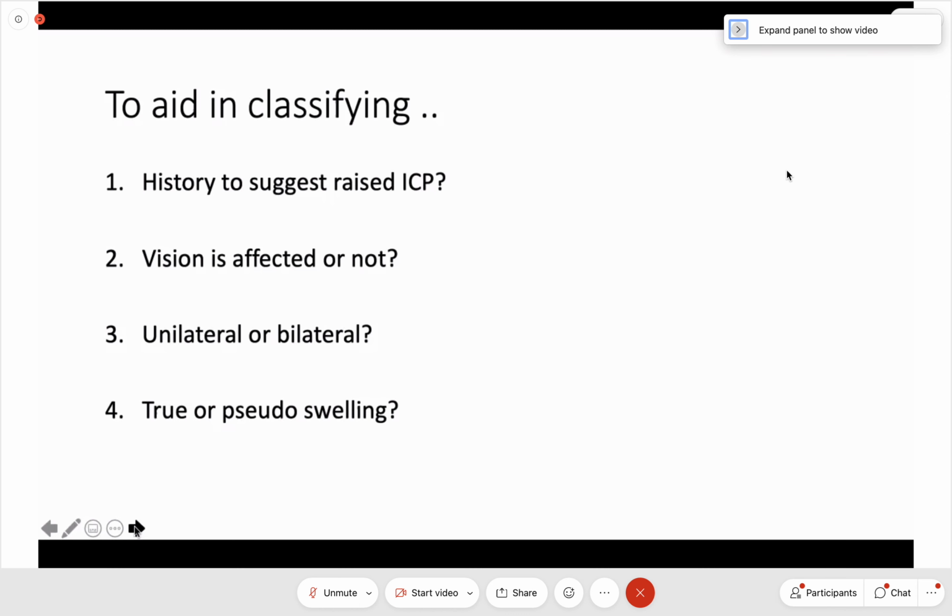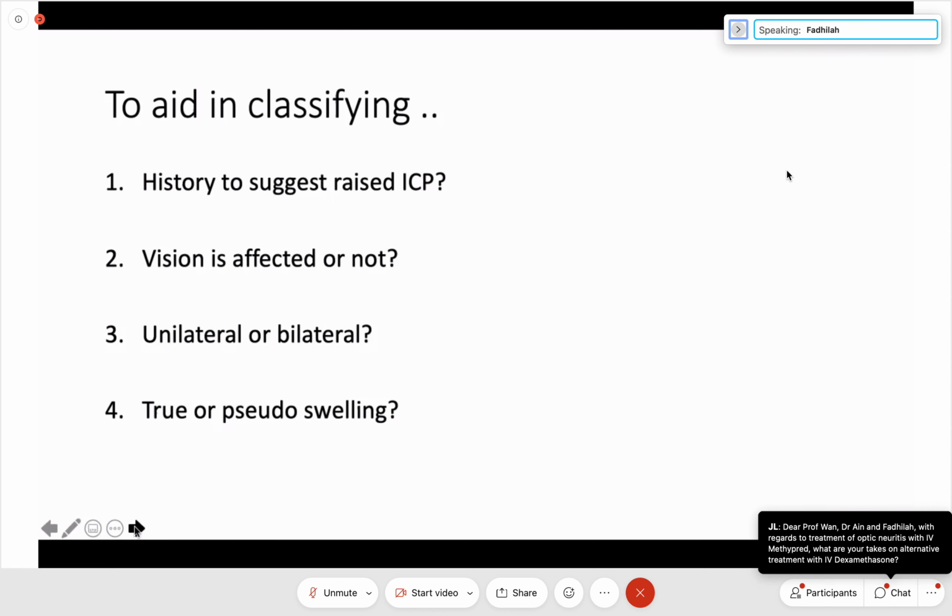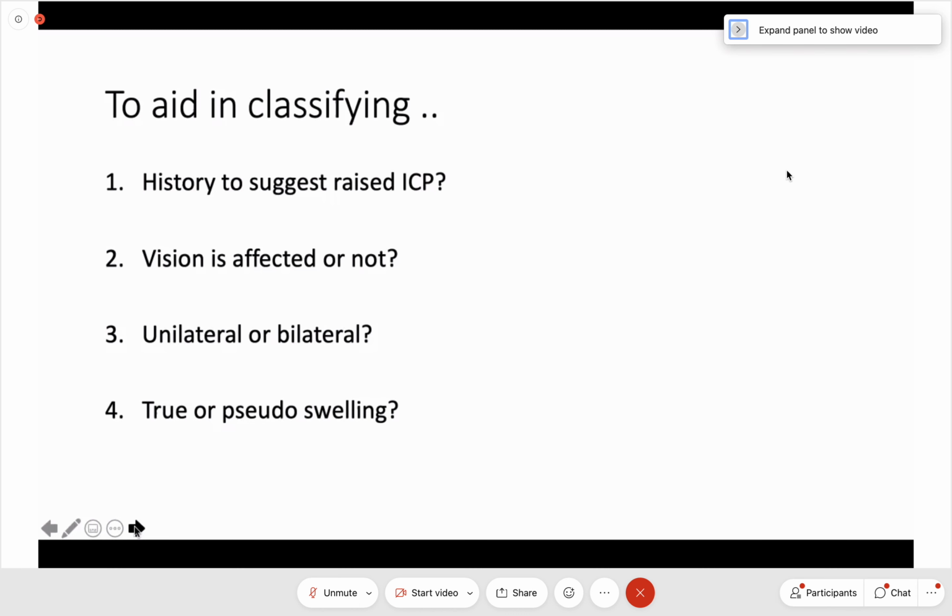That is very quick to do. You can do optic nerve function tests in full as well. The next question is to ask whether this is a unilateral disease or bilateral disease. This is also important. And the last one is to ask yourself whether this is a true or a pseudo swelling. This is important because before you progress in your management of the patient, you want to make sure that you are going in the correct direction. You don't want to waste your time and resources chasing something in the wrong direction.